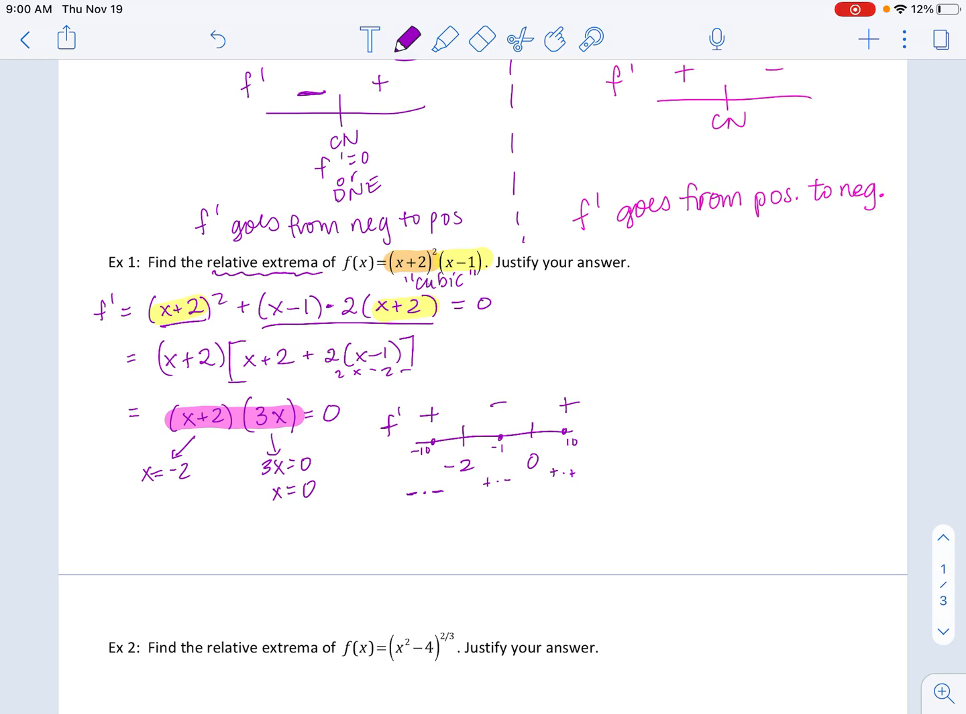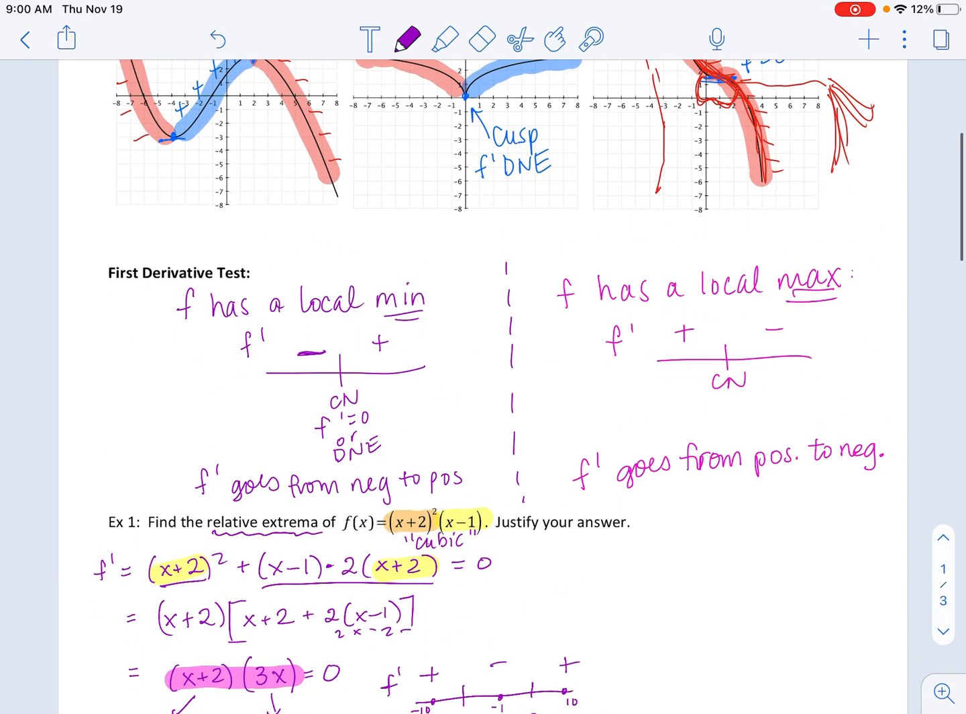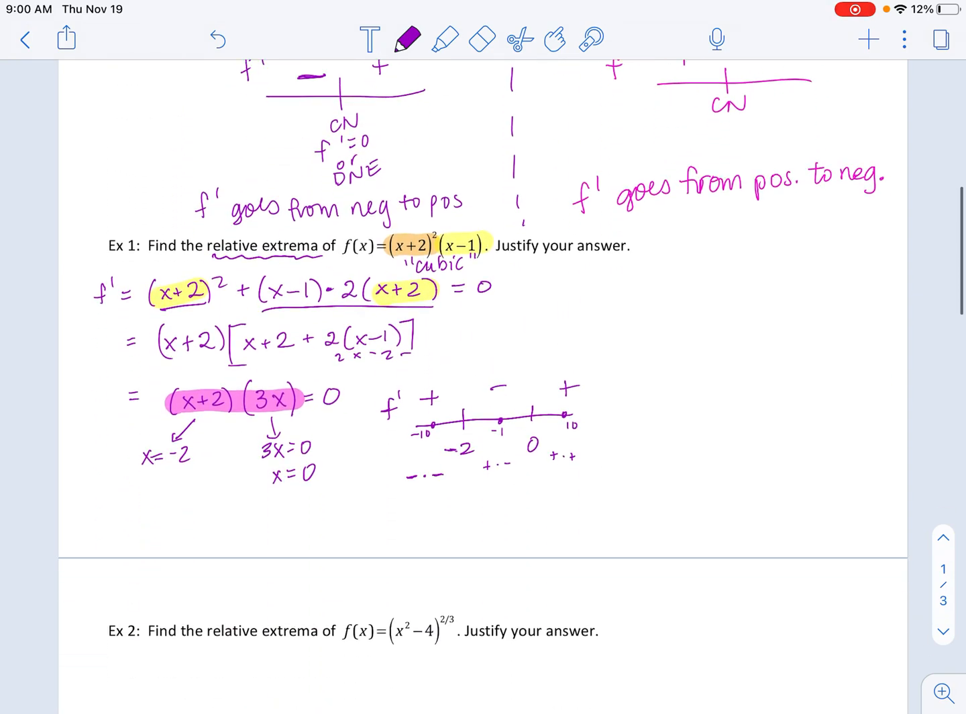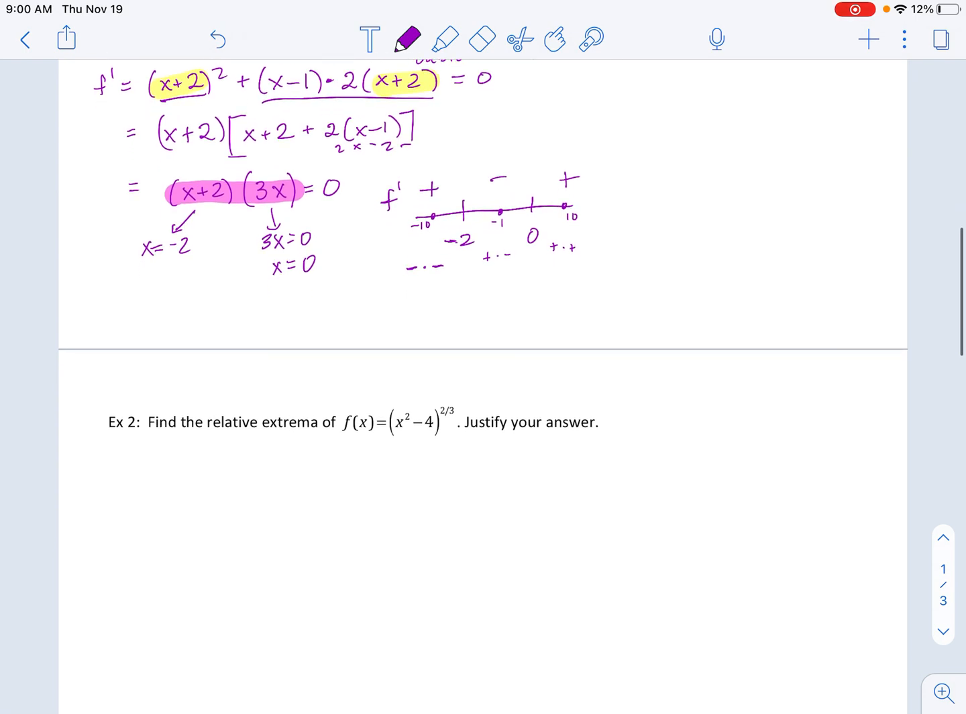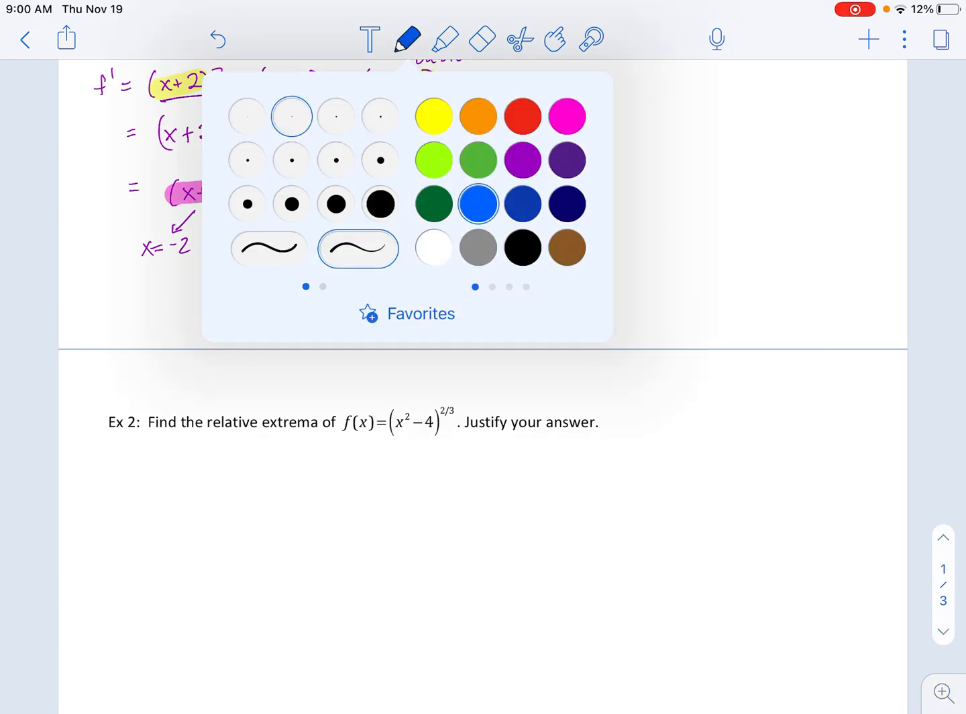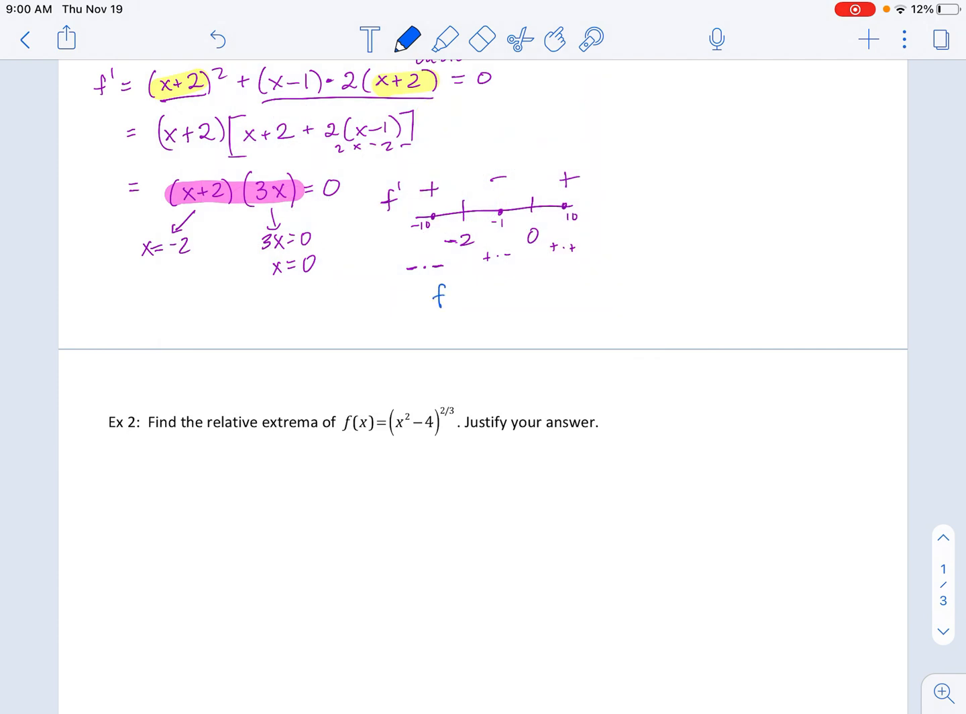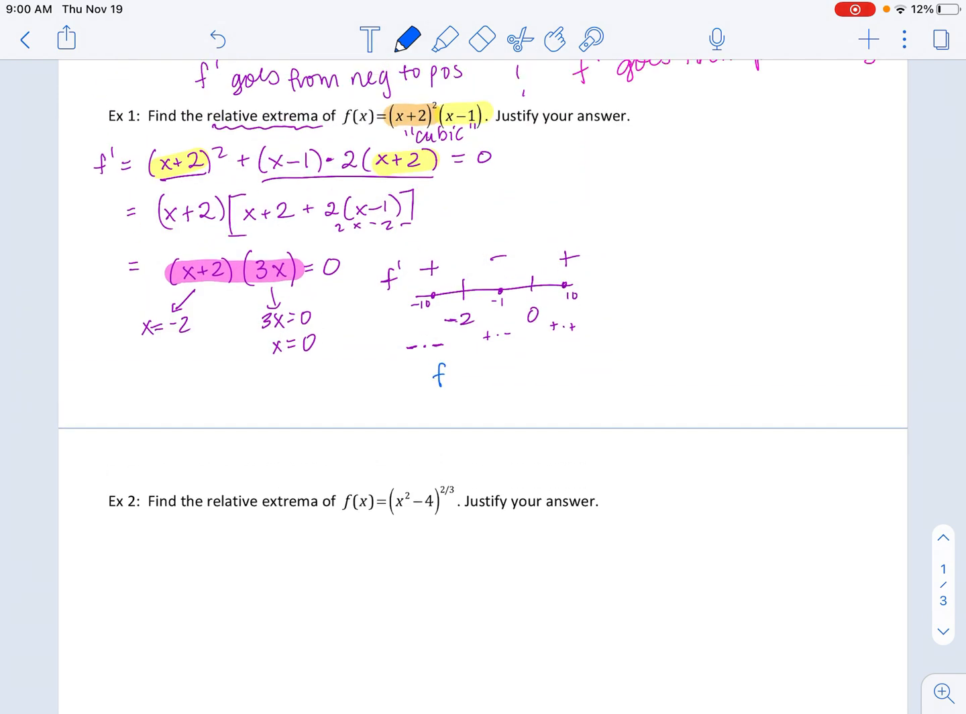So I have a sign change at negative 2 from plus to minus. Okay, but I don't know what the actual extrema is yet. I basically just know that the x value of negative 2 is where it's at. So I'm going to go ahead now and plug in negative 2 to the original. Actually, let me change colors so that it feels like a separate step here. So now I'm plugging in negative 2 to the original function.